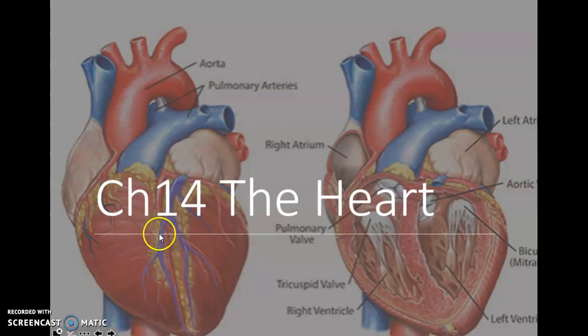Okay, as promised, I said we were going to look at these coronary arteries, and these are the arteries that supply the heart itself with nutrients, with oxygen and glucose and all the good stuff. So if these are blocked, you'll have a heart attack, which is what we'll learn more about in our next video.